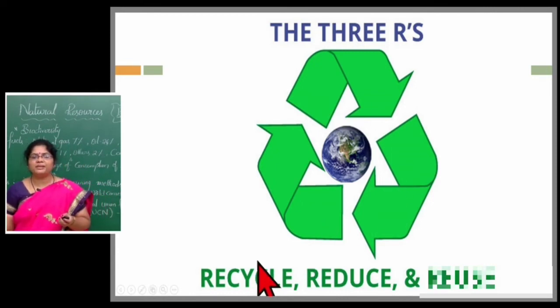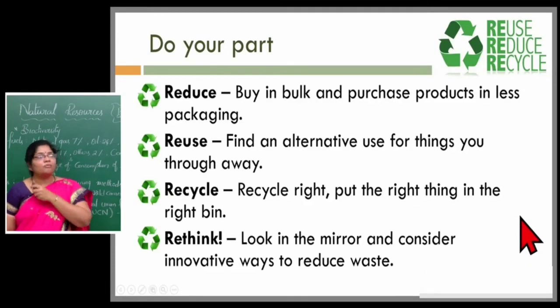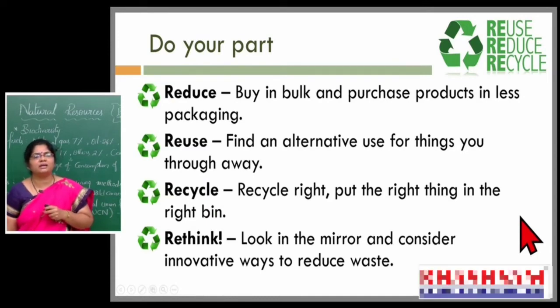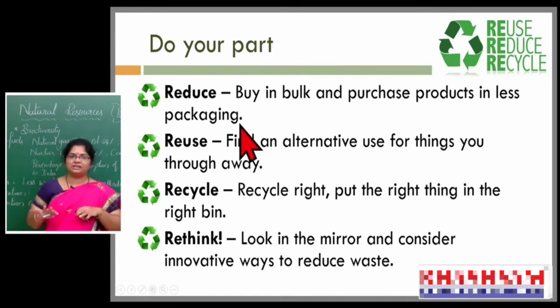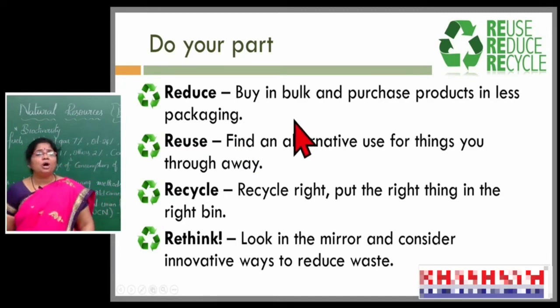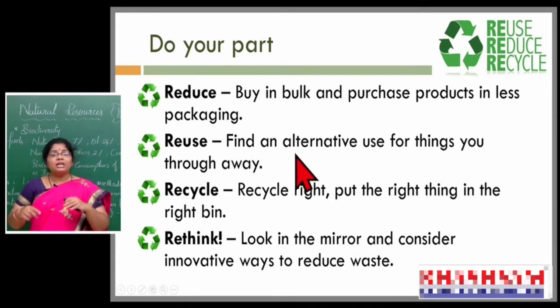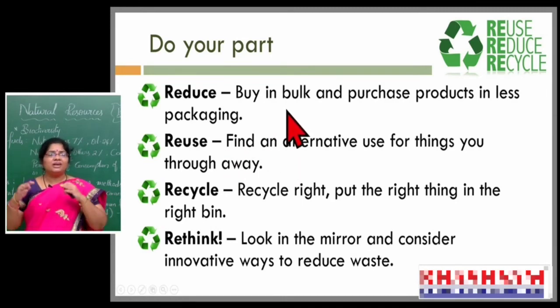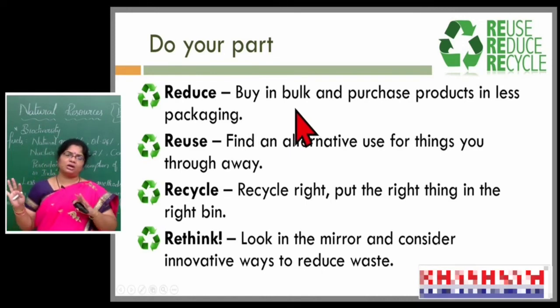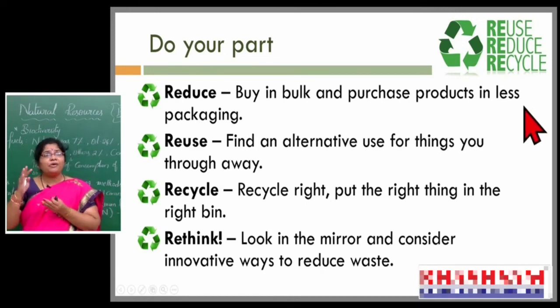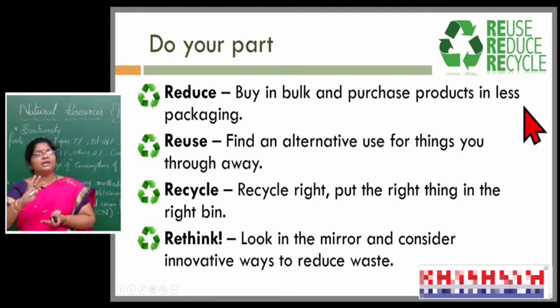These are the 3 R's method we need to follow to conserve different kinds of natural resources. So what do reducing, reusing, and recycling mean? Reduce: buy in bulk and purchase products with less packaging. We have to reduce the wastage. Before we throw anything away, we should think about it once again. While purchasing different things, we should first decide whether this is useful for us or not, and only then purchase.